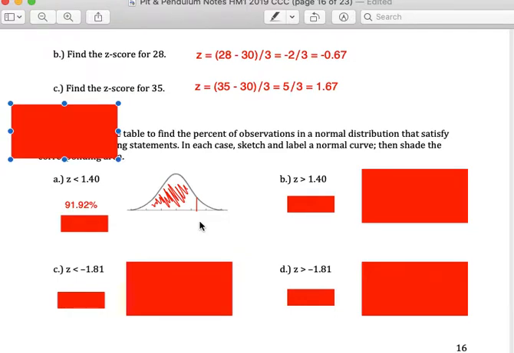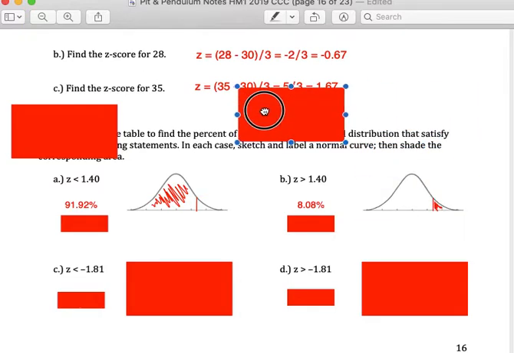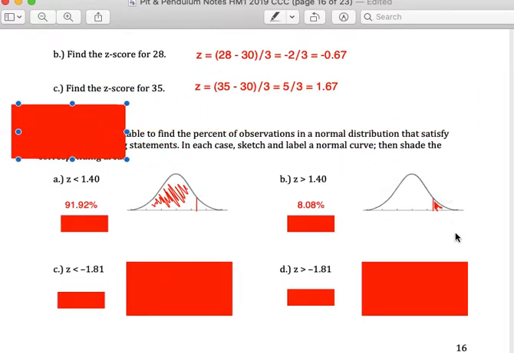Okay? Whereas on B, this is the exact opposite. We're using the same z-score of 1.40, but now this is a greater than sign. So I'm asking for the percentage greater than a z-score of 1.40. So it's still the same mark on our same place on our z-score table, same vertical line on the sketch of the normal curve, but I'm shading the opposite side, and I would take 100 minus 91.92 to get 8.08% this time.